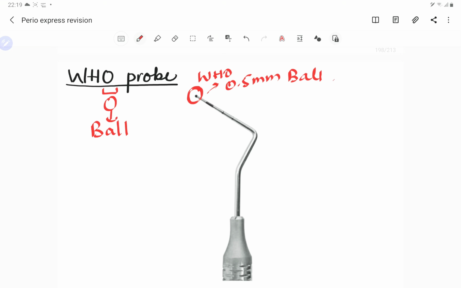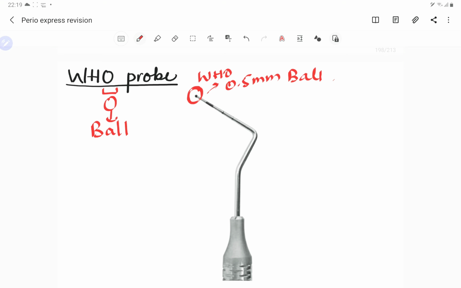So this is a WHO probe, different from the others, because it has a round ball present at the tip. No other probe has a ball. The rest of the probes you will see have markings, but you will not find a ball. So if an image-based question comes where you can see a periodontal probe, a probe with markings, or in easy language, if you see a blunt explorer with markings, that means it is a probe. And if you see a ball at the tip, that means it is a WHO probe for sure.